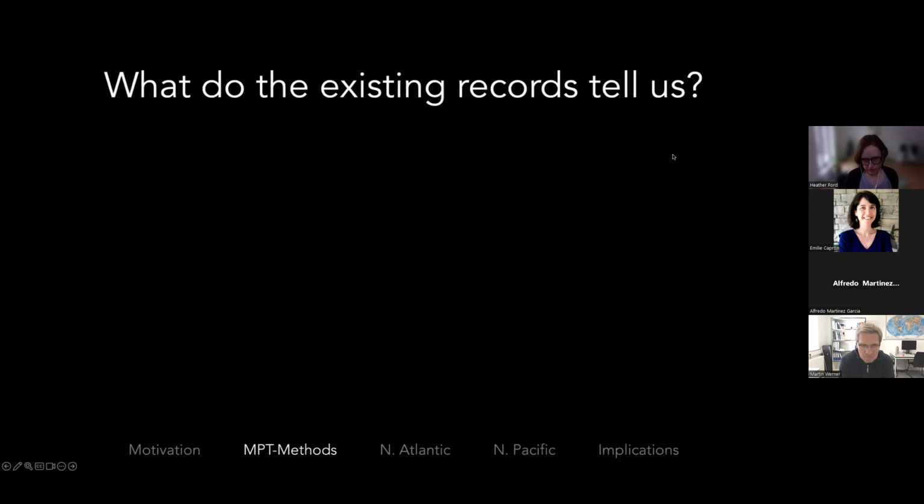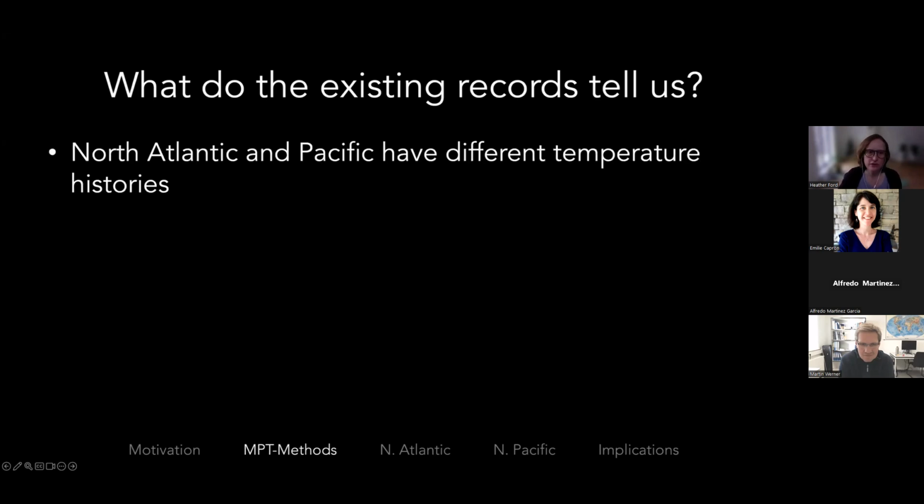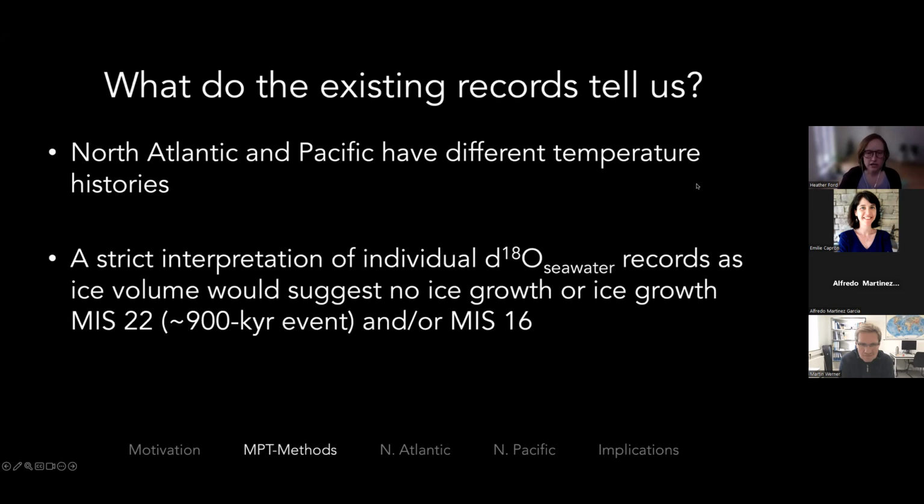So what exactly do these three records tell us in terms of what happened over the mid-Pleistocene transition? Well, because we only have three records, it turns out, and things are complicated because that's life, they actually tell us very different things. So the North Atlantic and the Pacific have different temperature histories. And if you take a strict interpretation of any of these delta H2O seawater records as an indicator of global ice volume, it would suggest that either there was no ice growth over the mid-Pleistocene transition, ice growth at marine isotope stage 22, or the 900 kiloyear event, or that there was ice growth at marine isotope stage 16.